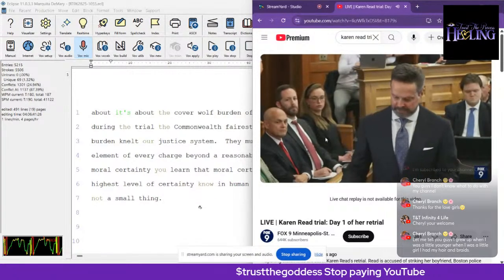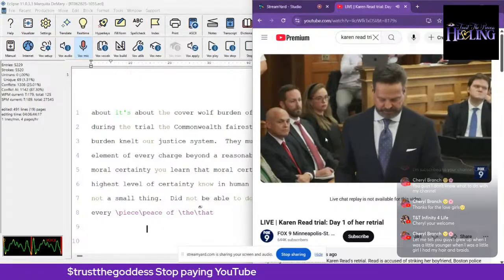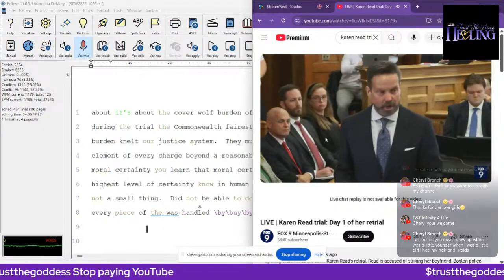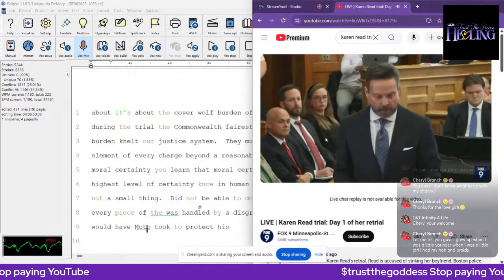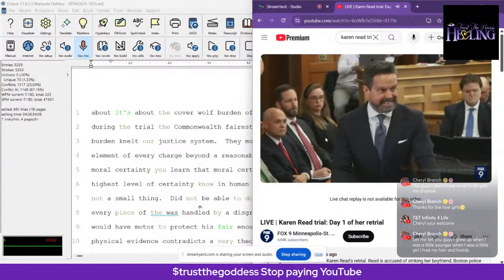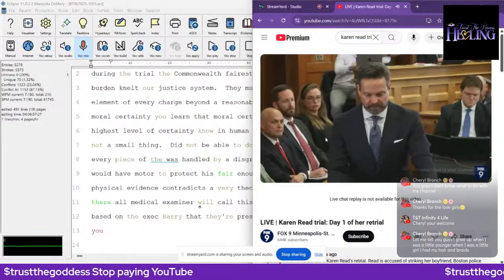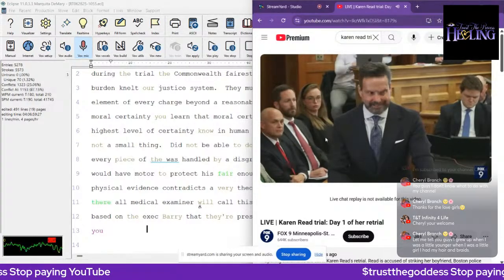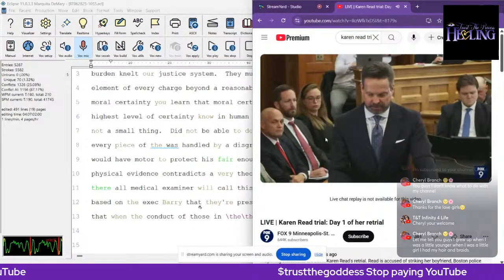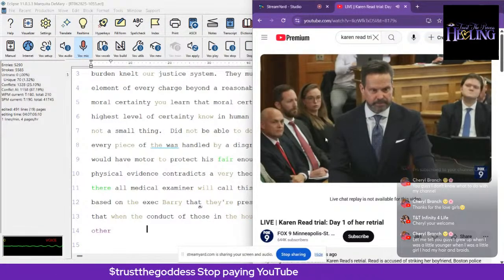Not when every piece of this case was handled by a disgraced investigator with a motive to protect his friends, not when the physical evidence contradicts their very theory, not when their own medical examiner won't call this case a homicide based on the exact theory that they're presenting to you, not when the conduct of those in the House and the utter lack of investigation speaks volumes about those who actually have something to hide.